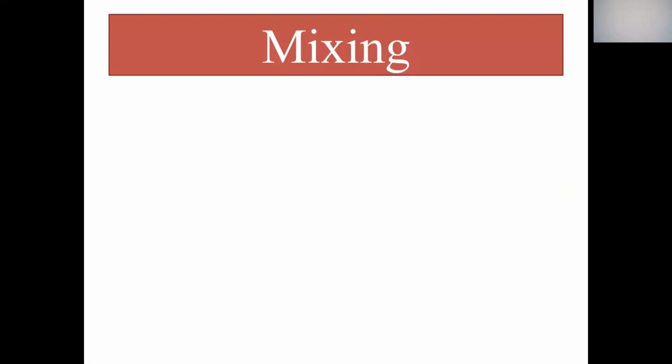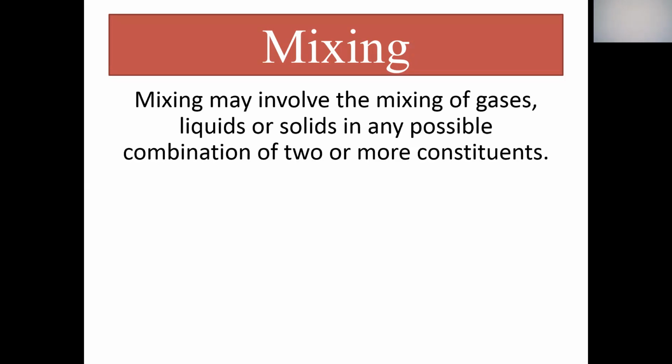So starting with mixing, what is basically mixing? One simple example is that when we add salt in water, if both are initially separated, we take salt and add it in water. That is nothing but mixing, right? So mixing may involve the mixing of gases, liquid or solid in any possible combination of two or more constituents. There may be more than two constituents, right? They are combined to form a uniform mixture. That is nothing but mixing.